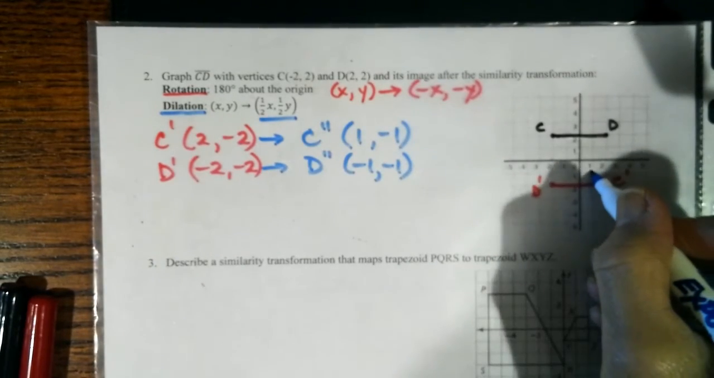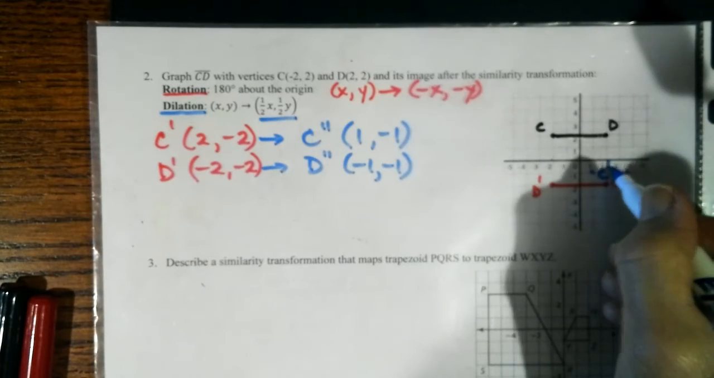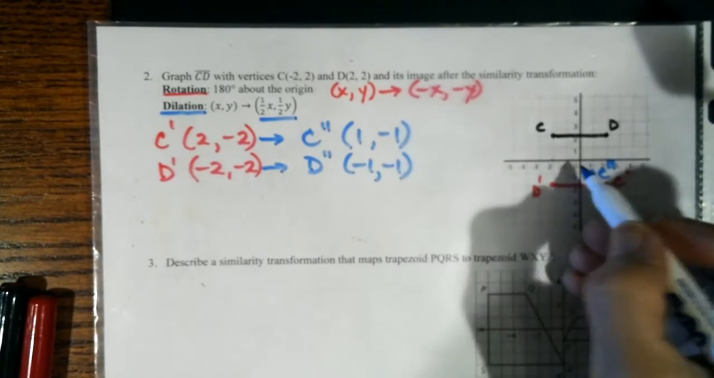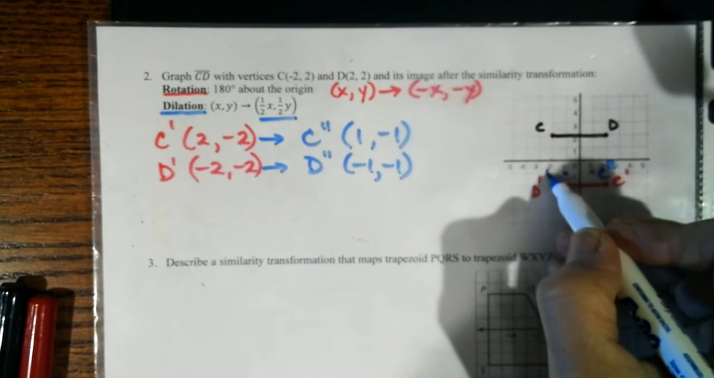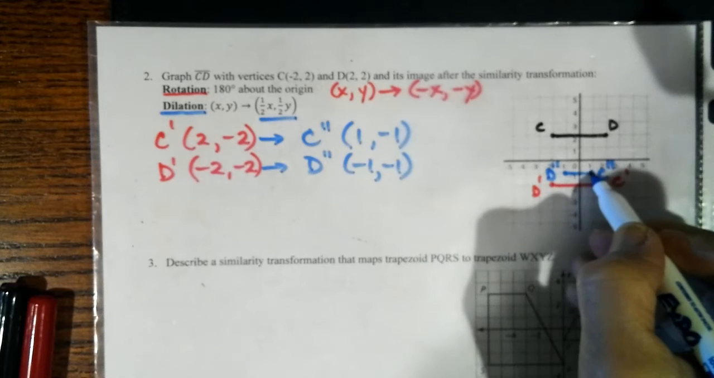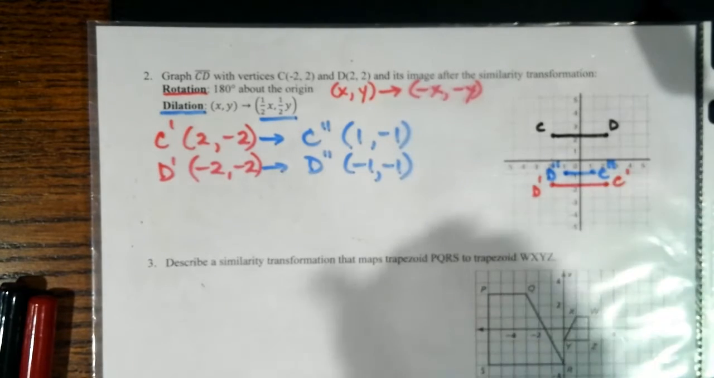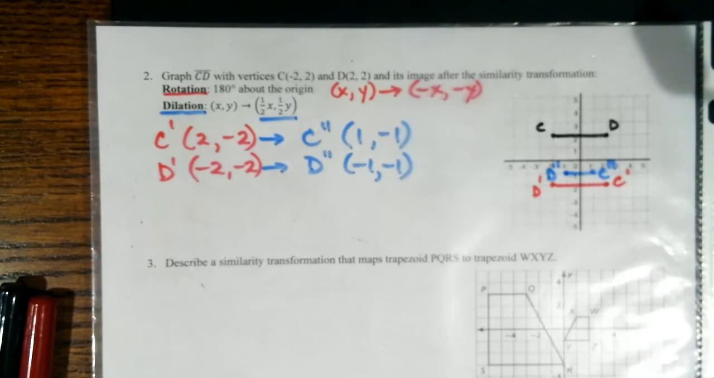So 1, -1 is here, which is C double prime. -1, -1 is here, which is D double prime. And there you go. There is your similarity transformation with both a rotation and a dilation. Any questions? You'll be doing that.